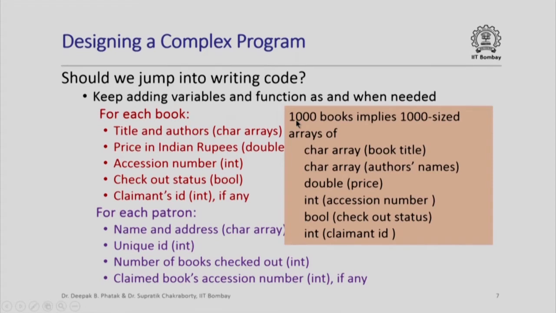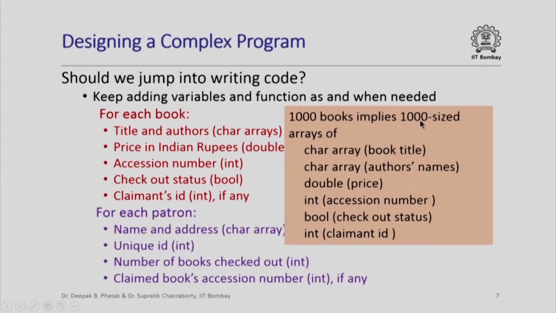Well, now if our library has 1000 books, how am I going to organize all of this information? Well, one alternative could be to use different 1000 sized arrays where each array stores one kind of information. So for example, I could have a 1000 sized array storing the book titles. Every element in this array will give me the title of a book, but since the title of a book is a string, every element in this array must be a character array in itself.